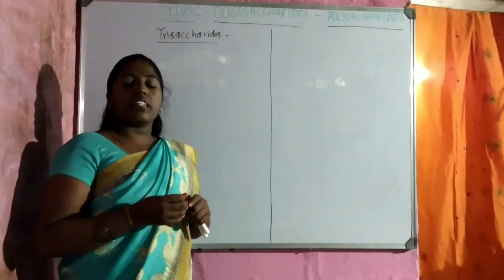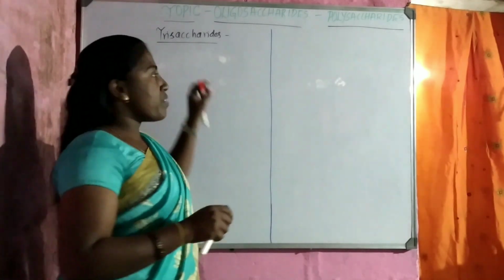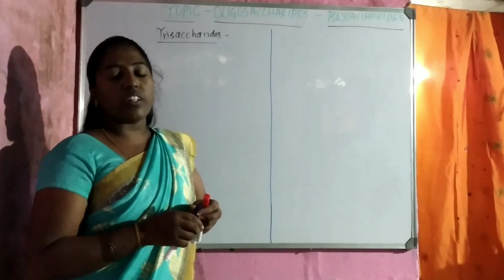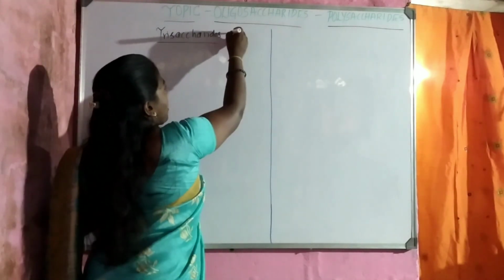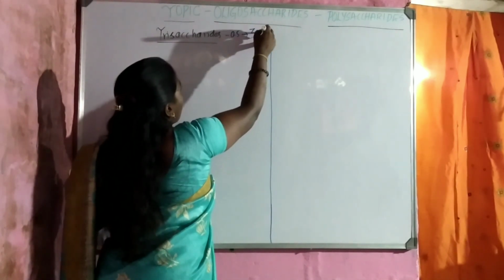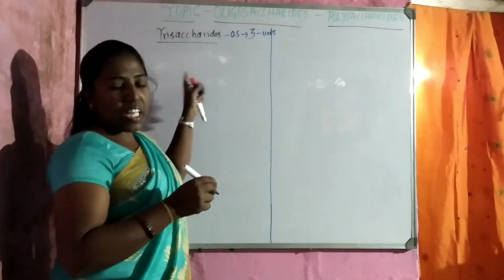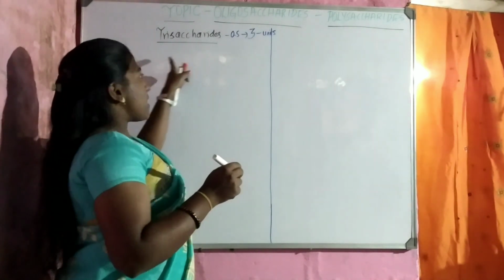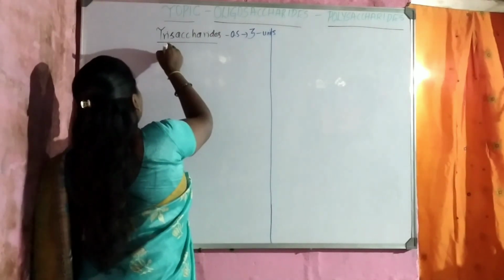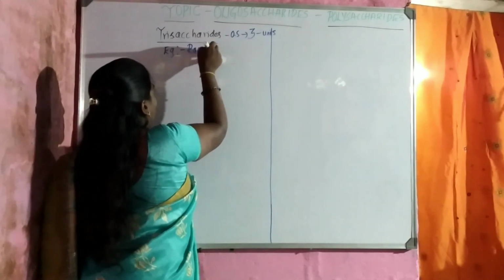Trisaccharide is a type of oligosaccharide, where tri represents 3, so it is made up of 3 sugar units. It is a type of oligosaccharide made up of how many sugar units? 3 sugar units. The best example for trisaccharide is raffinose.